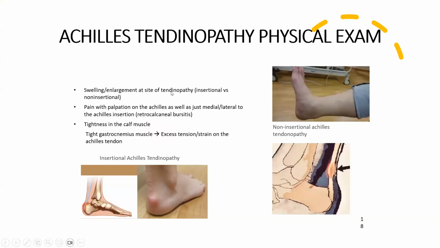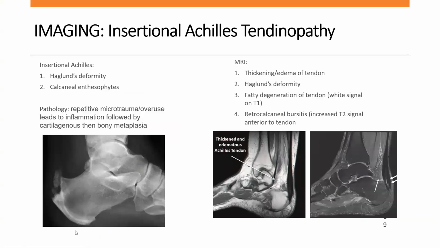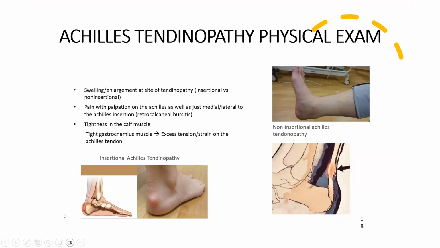So on physical exam, you'll notice swelling and enlargement at the site of the tendinopathy. If it's insertional Achilles tendonitis, it'll be primarily at the heel, which you can see in the bottom picture. If it's the non-insertional type, you'll see it like you do in that top right picture, where the prominence and the enlargement is higher than at the heel. There'll be pain with palpation or with pressure on the Achilles tendon, as well as just medial and lateral, just to the sides of the Achilles tendon.